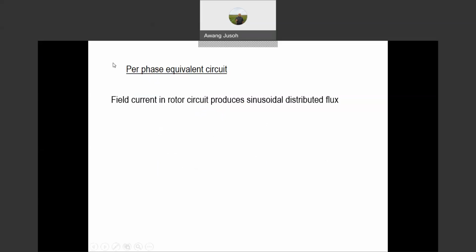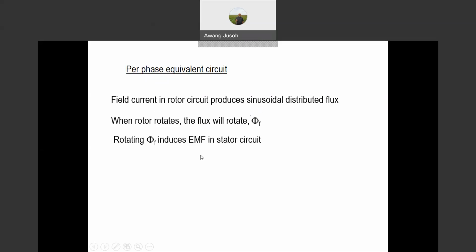Okay, we know that when we inject the DC current in the rotor of the synchronous machine, it will produce a sinusoidally distributed flux on the rotor side. And when the rotor rotates, the flux will rotate also. So this flux in the rotor will rotate. This flux we call flux F. Flux F represents the flux due to the DC current IF on the rotor side.